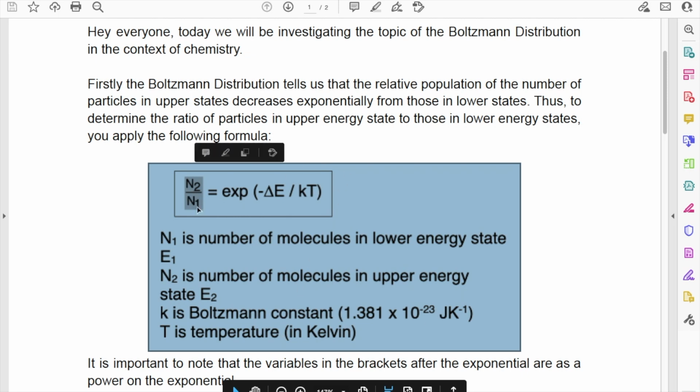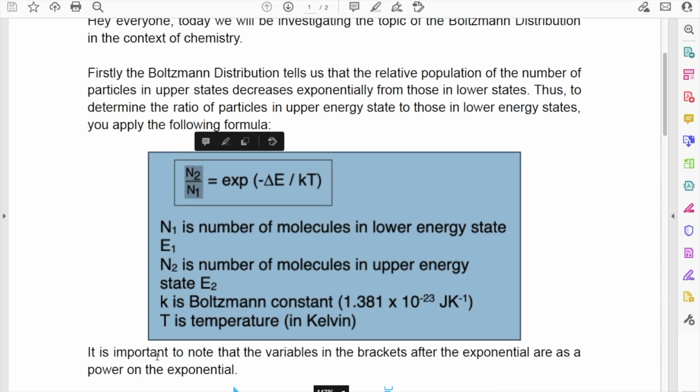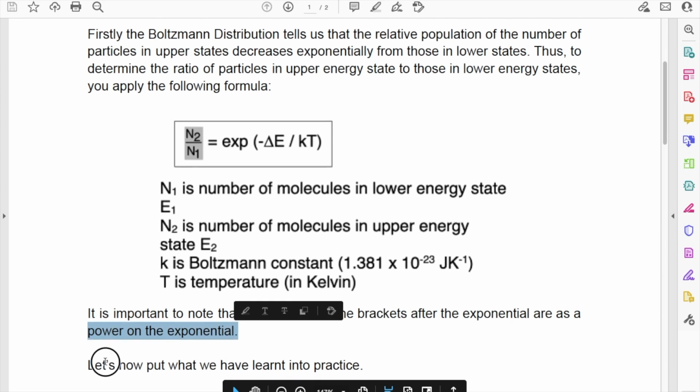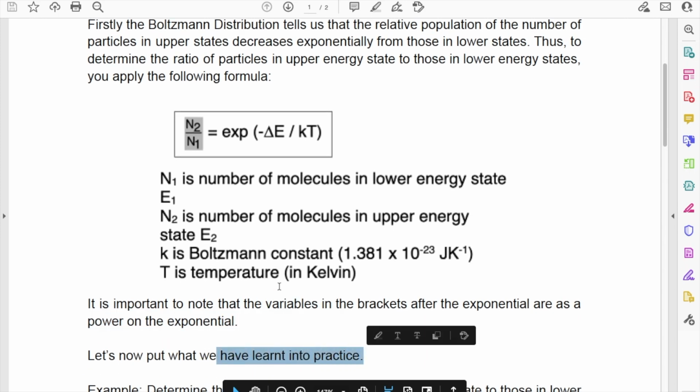Note N1 is the lower energy state and N2 is the upper energy state. And it is important to also note the variables in the brackets after the exponential, so this right here, are as a power on the exponential. Let's now put what we have learned into practice.